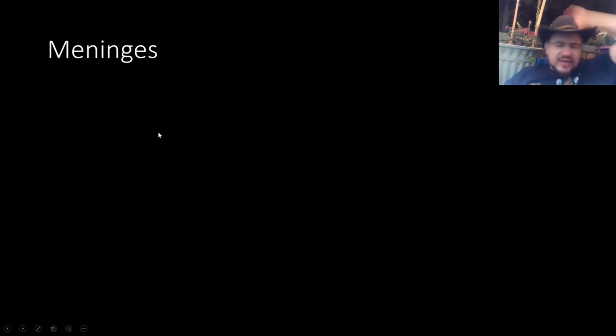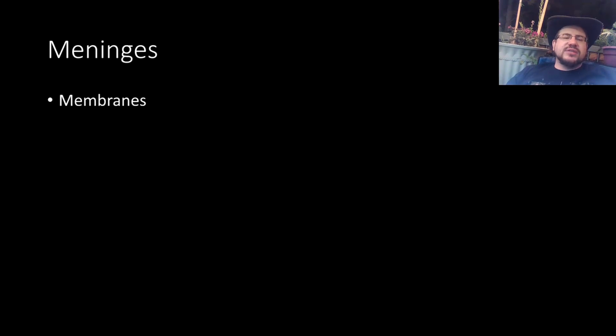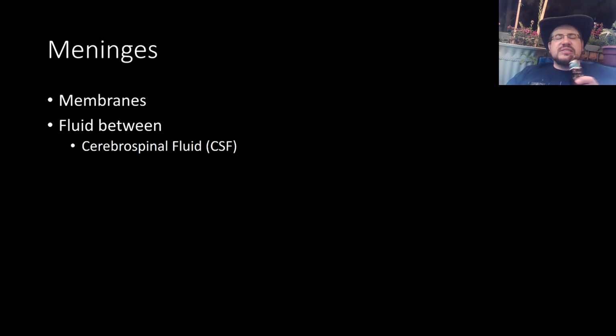So, next up is the meninges. The meninges of the brain are really the meninges of the central nervous system. I shouldn't just say brain. They're present along the spinal cord. They are layers, tissue layers that serve various functions, little membranes. There is fluid between specific layers in there. One of the specific layers has fluid. That fluid is the cerebrospinal fluid.